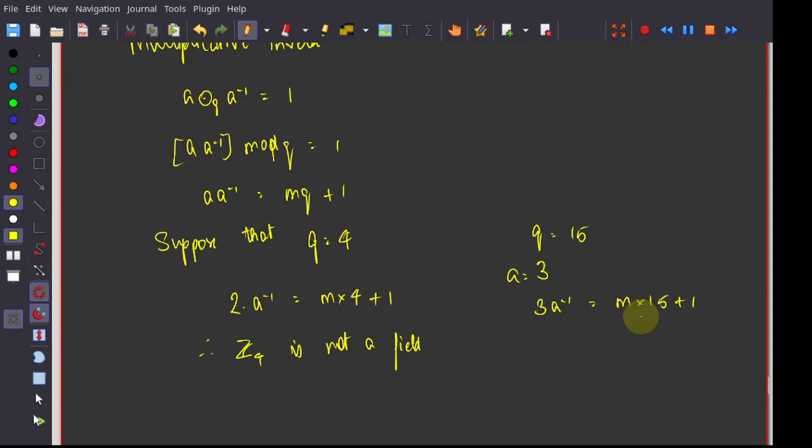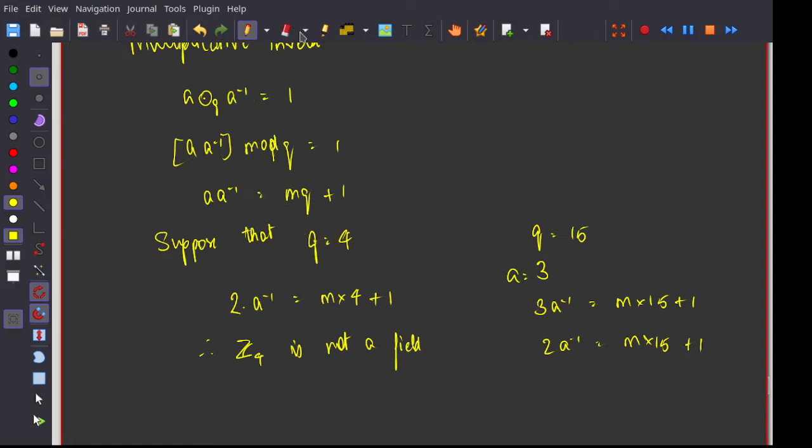Now I just want one counterexample, right? If I want to show that something is a field, I have to show that every element has an inverse. Can you use the same argument? For 2, A inverse times 2 should be equal to M times 15 plus 1. Now I can take, say, M equal to 1. So the right hand side will be 16. I can take A inverse equal to 8. So I can find an inverse for 2.